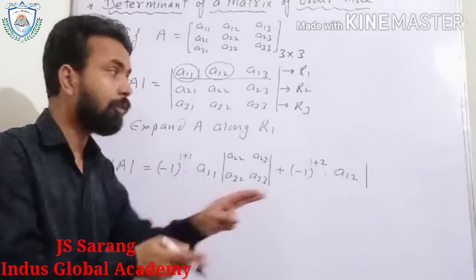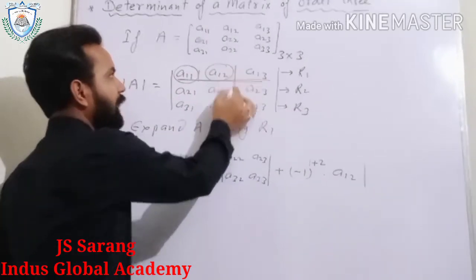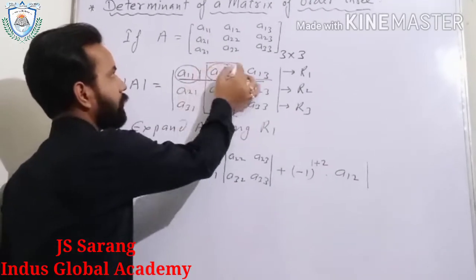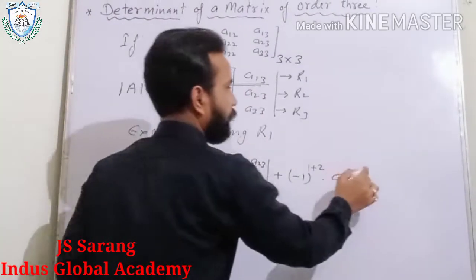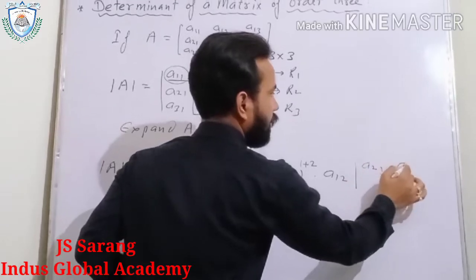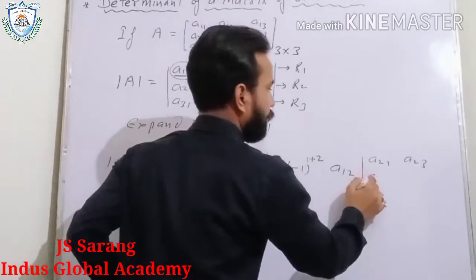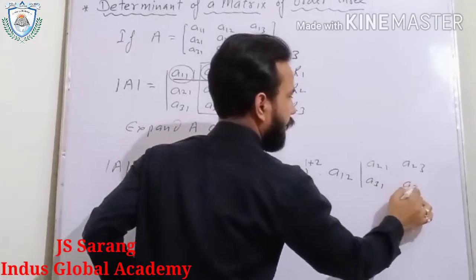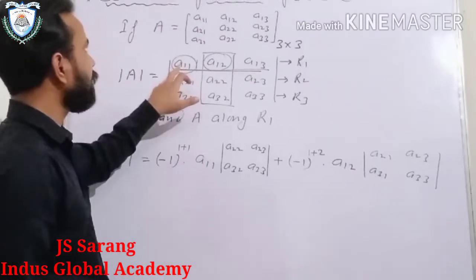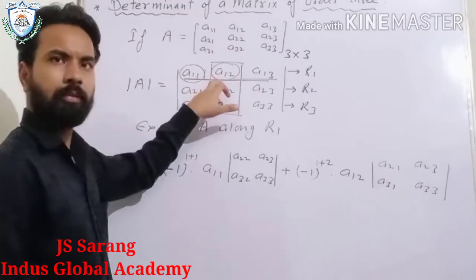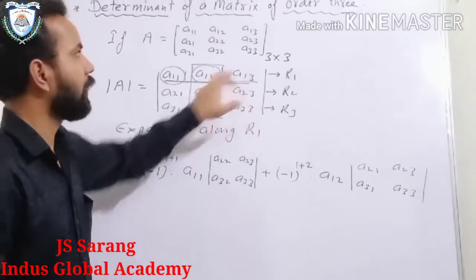Now we will have to write the determinant of order 2 by 2. Which determinant? How can we find this determinant? We will hide first row and the second column. Clear? So what is left? A21, A23 and A31 and A33. Understood? Here we have already written the first two elements of the first row. Now the third element is remaining, so we will repeat the same process for the third element.